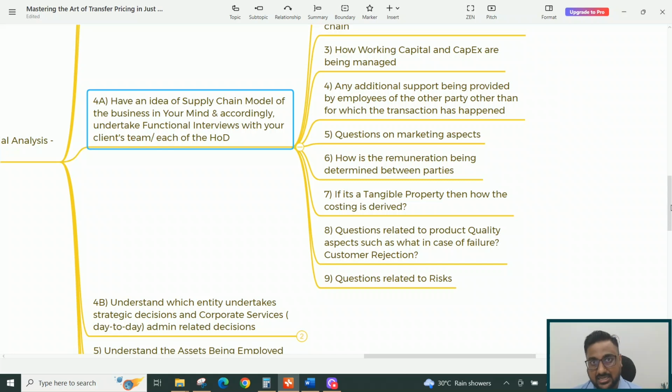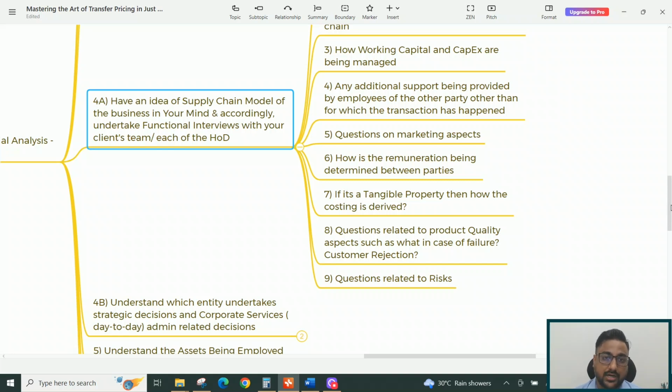And the ninth and last, and most important, is questions related to risk: which entity assumes what risk. If the entire supply chain is being handled, at every point there would be some market risk, some business risk, some currency fluctuation risk, or any other risk such as idle capacity risk, product quality failure risk, or IP infringement risk. We are going to study these risks in the coming videos. But you need to also devise questions revolving around those particular risks. I hope this entire thing clarifies.